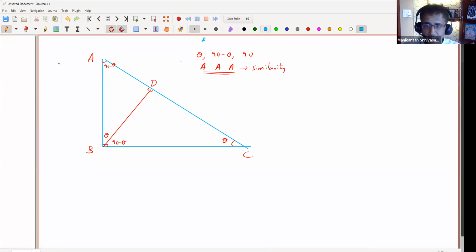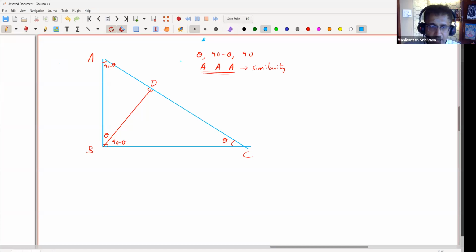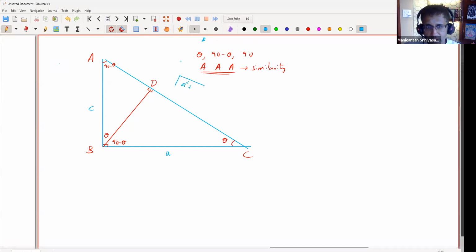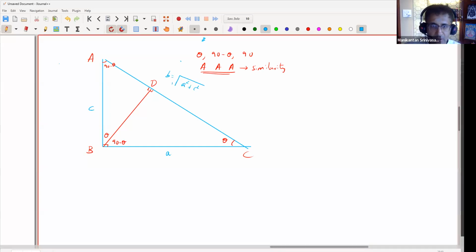So for example, let's call this a small c, opposite to capital C. And let's say this is small a, opposite to capital A. Obviously the hypotenuse is square root of a square plus c square, so that we know is B. Suppose we have to find out what BD is. Let's call this H. We can just use similarity of triangles.